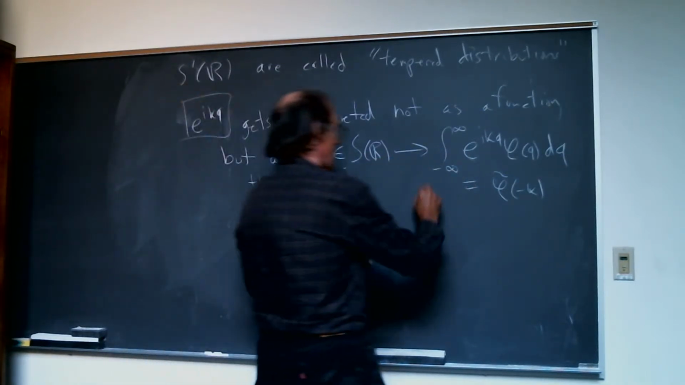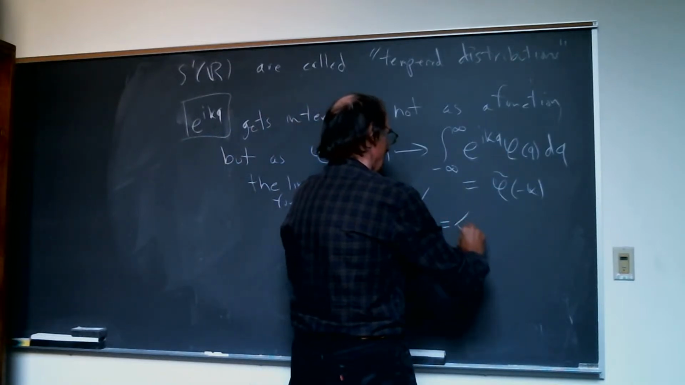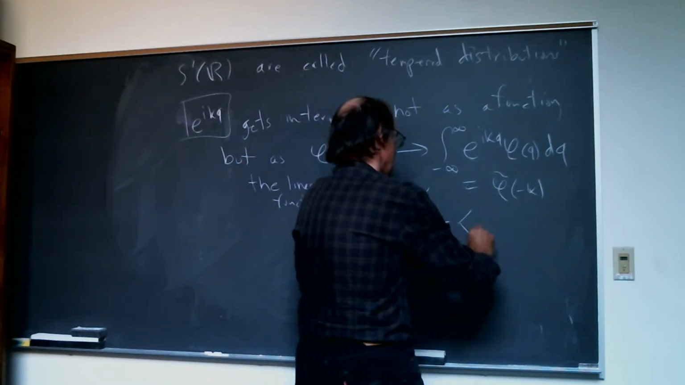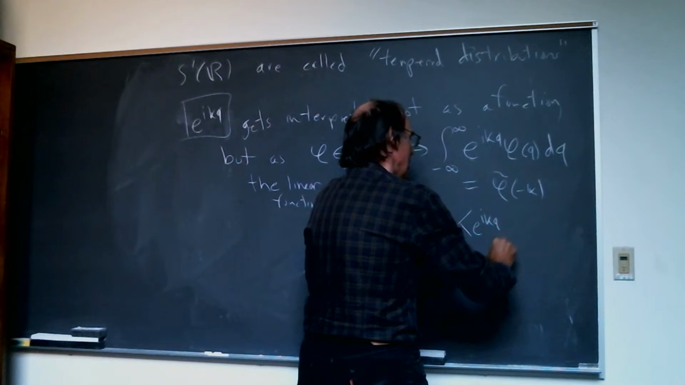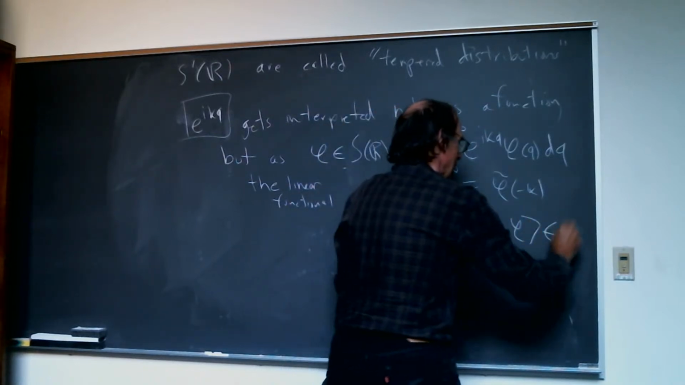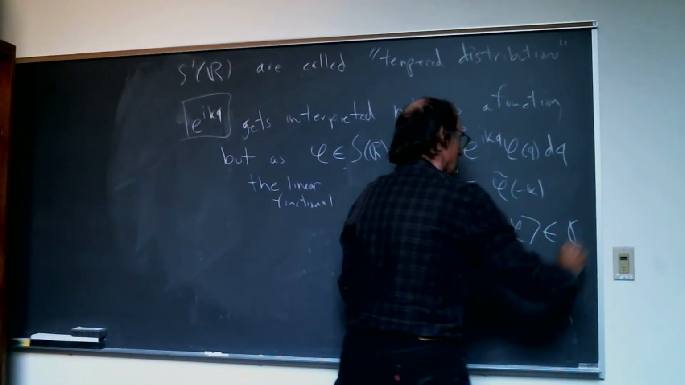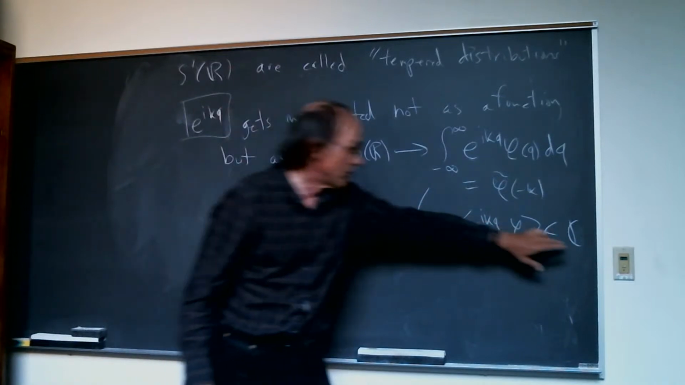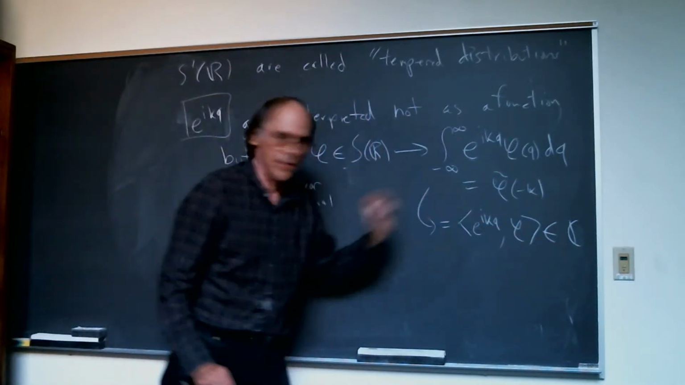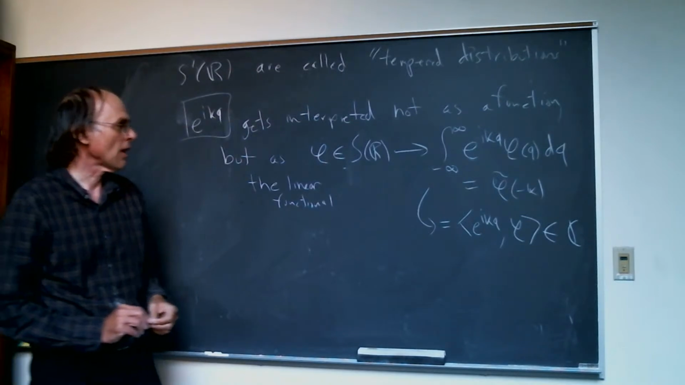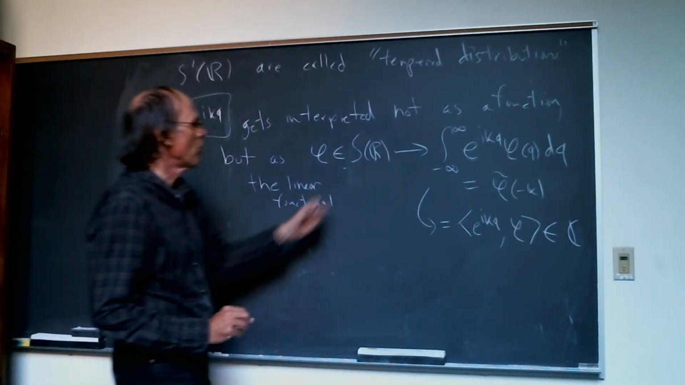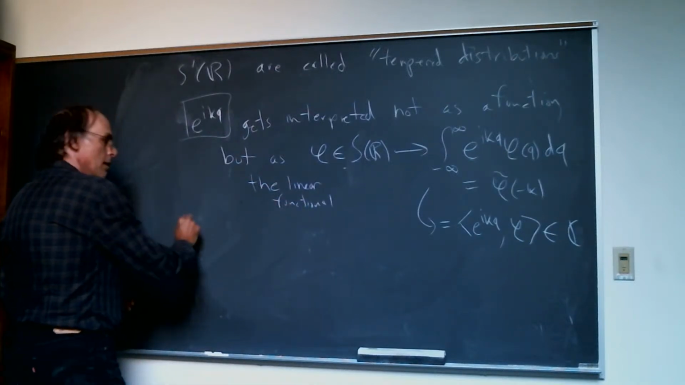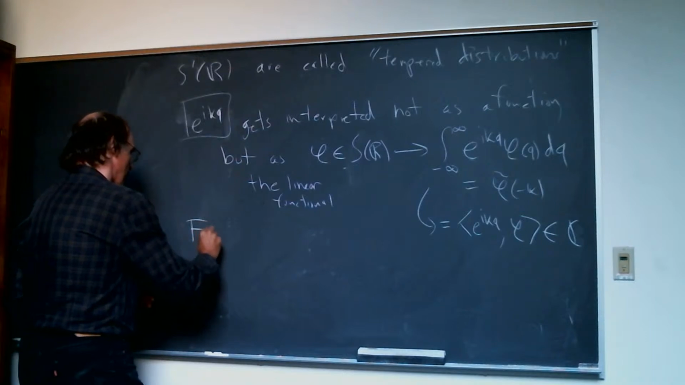So this will sometimes be written as well. You're thinking of this as a linear functional, and you're feeding it phi, and you're getting a number. I guess these are complex. So this is a linear functional from here to C, and that's how you're supposed to think of it. So then what happens though with the Fourier transform?